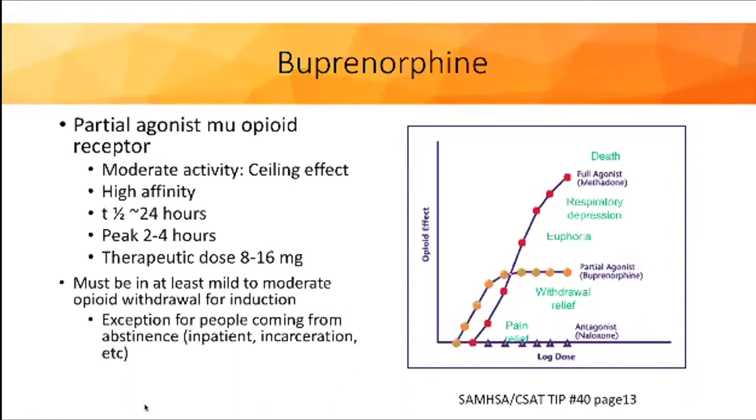We've alluded to this before. Something that's key is there must be at least mild to moderate opiate withdrawal for induction. This would preclude folks who are coming from abstinence. So if a patient had an inpatient detox or rehab with a period of full abstinence, you could induce, but they're not going to necessarily have withdrawal because they've been off opioids for quite some time. Also, a prolonged incarceration, assuming the patient doesn't have any access to MAT while incarcerated.